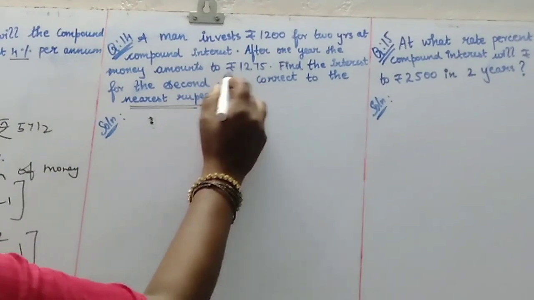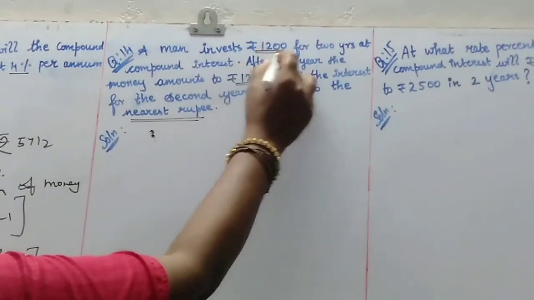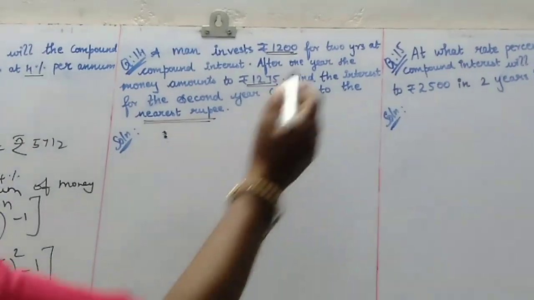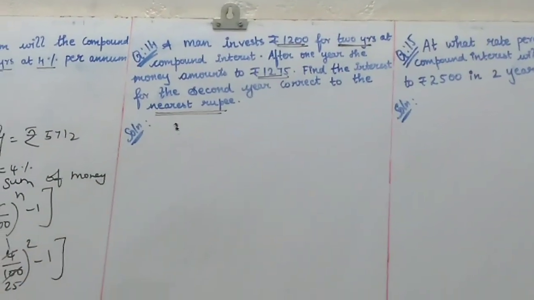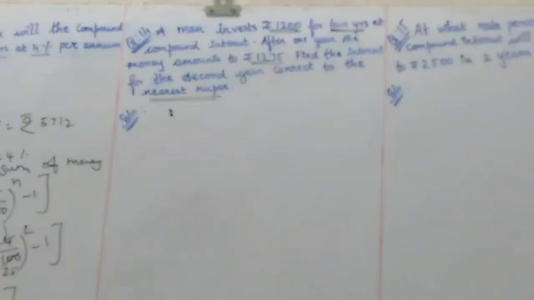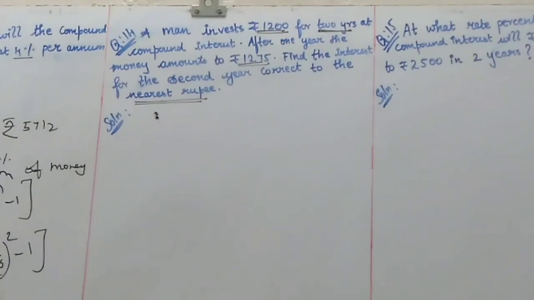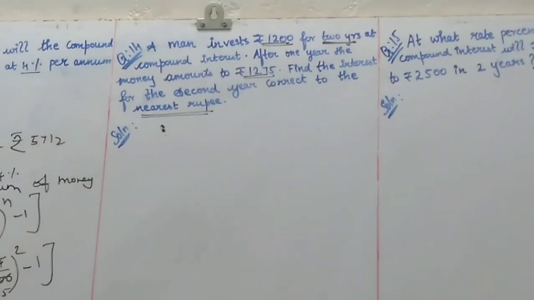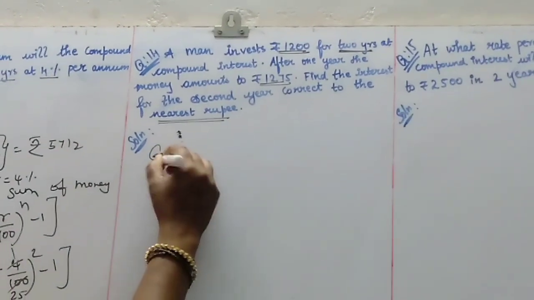The amount at the end of the first year is given as 1275, and what he invests is the principal, for 2 years. We are supposed to find the second year's interest, but the rate of interest is not given. So we first find the first year's interest using the usual simple interest formula, and we will get the rate of interest. Now we will write what is given here.